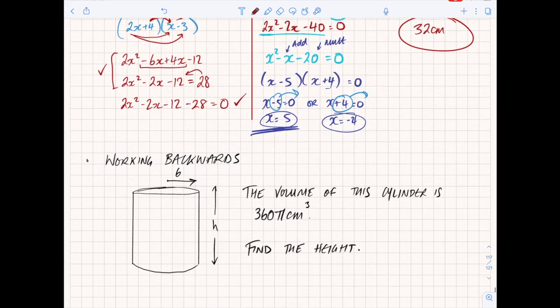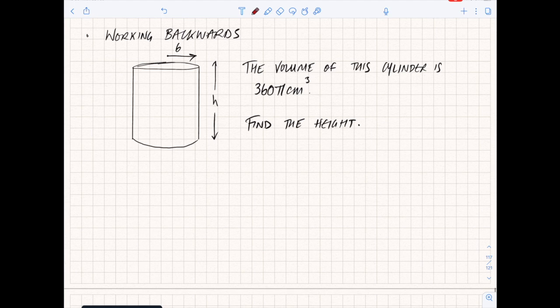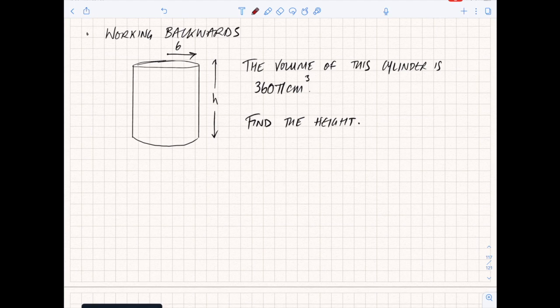In this next bit, we're going to talk about this concept of working backwards. We're going to look at a few different examples. What I mean by working backwards is you've basically been given an answer to a question and it's asking you to work out a missing value. Now, this comes up in so many different areas. I'm just going to do a few here.